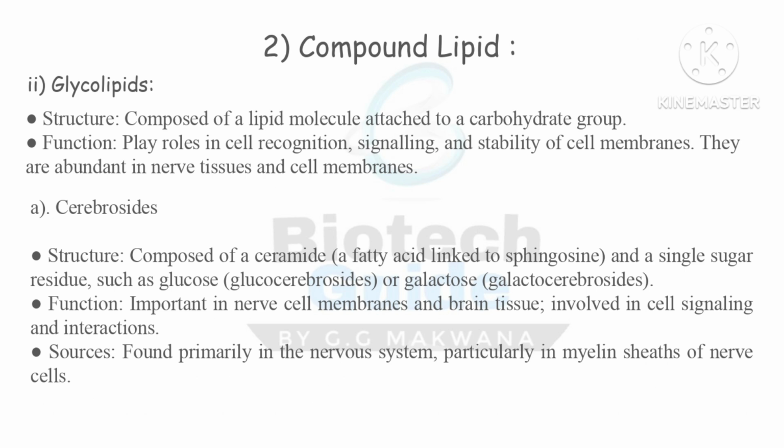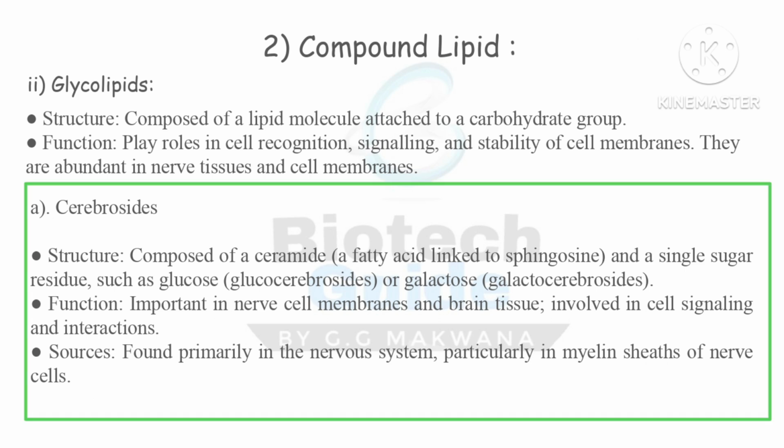The second type of compound lipid is glycolipid, which consists mainly of a carbohydrate group with a lipid molecule. Function is mainly to play roles in cell recognition, signaling, and the stability of the cell membrane, and they are also abundant in nerve tissues and the cell membrane. Subtypes: first cerebrosides and the second one is gangliosides.